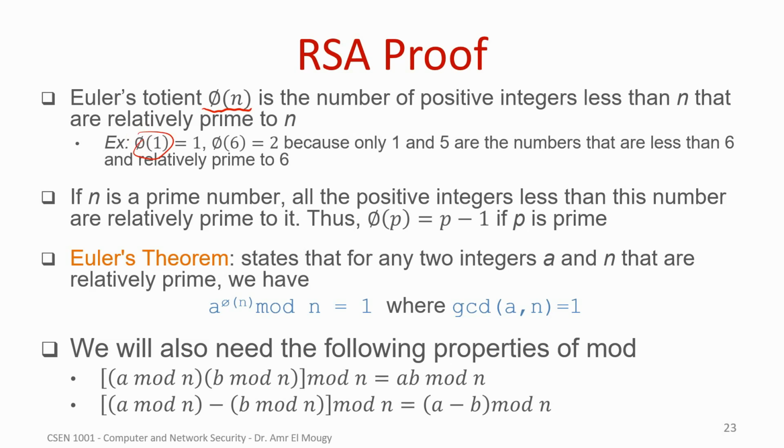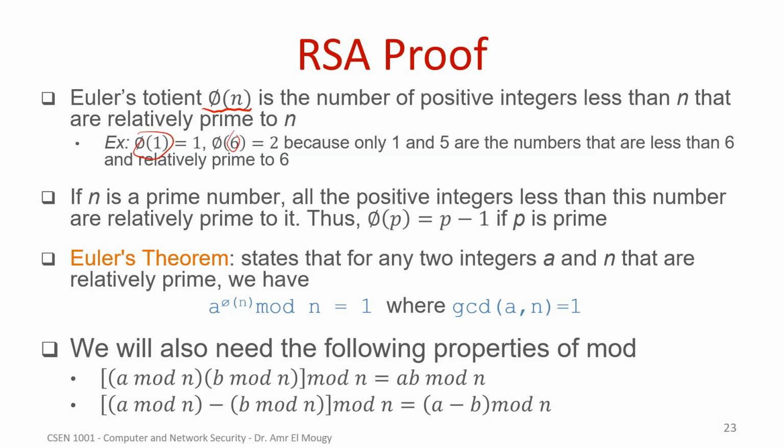If you want to calculate the Euler totient of 6, so phi of 6, what are the positive numbers less than 6 that are relatively prime to 6? They are only 1 and 5. 2 is not relatively prime to 6, 3 is not, 4 is not, 5 is, and 1 is. So you only have two numbers, 1 and 5, that are less than n and relatively prime to n, which is 6. In this case, phi of 6 is equal to 2.